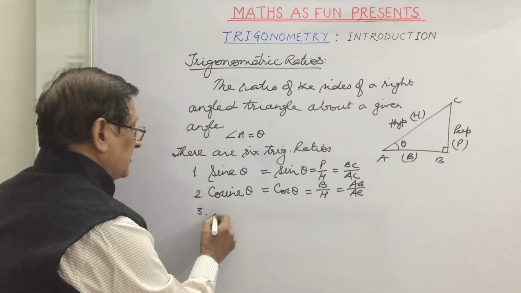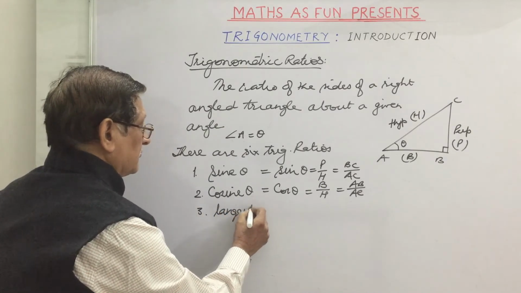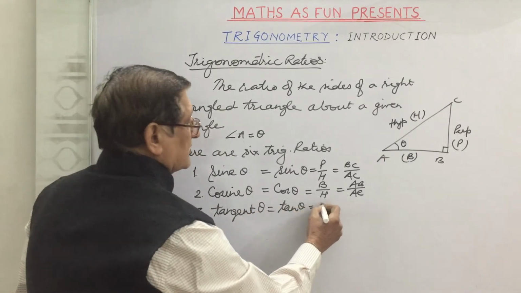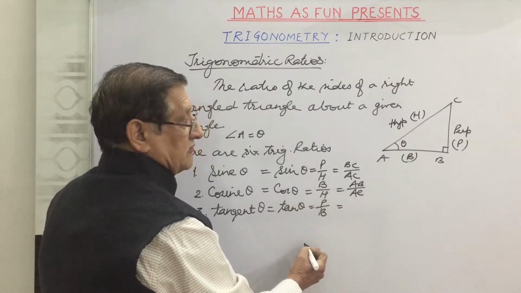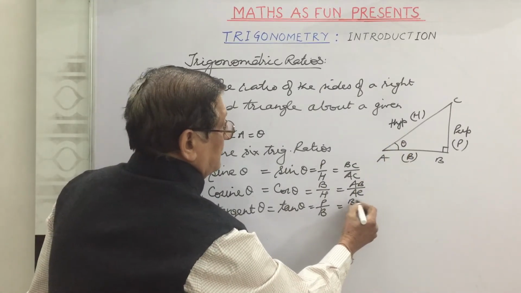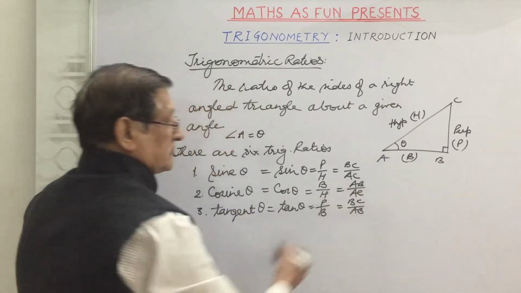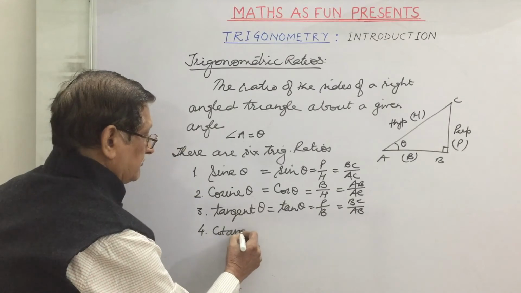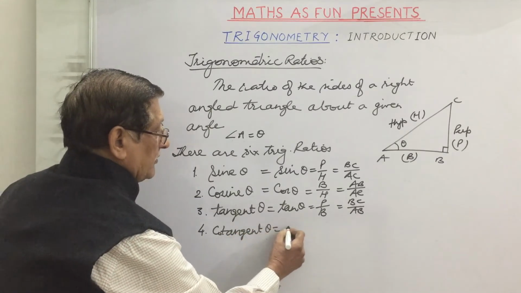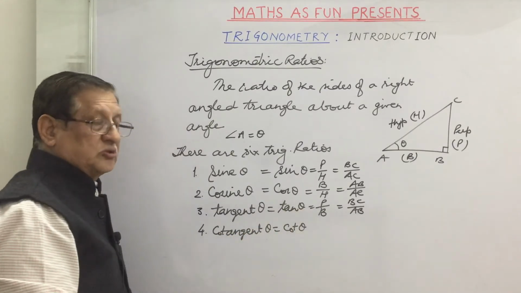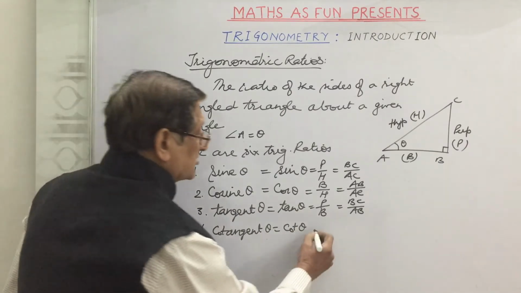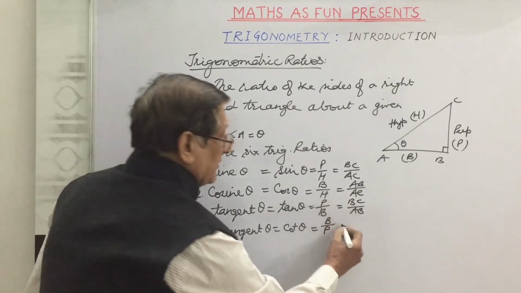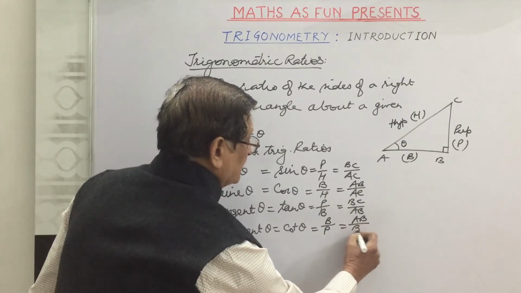The third one is tangent theta. In short we write it as tan theta, and this is the ratio of perpendicular and base, and here this will be BC upon AB in this case. The fourth one is cotangent theta, which is written as cot theta in short, and this is the ratio of the base and perpendicular. This is base upon perpendicular, and here in this case it will be AB upon BC.